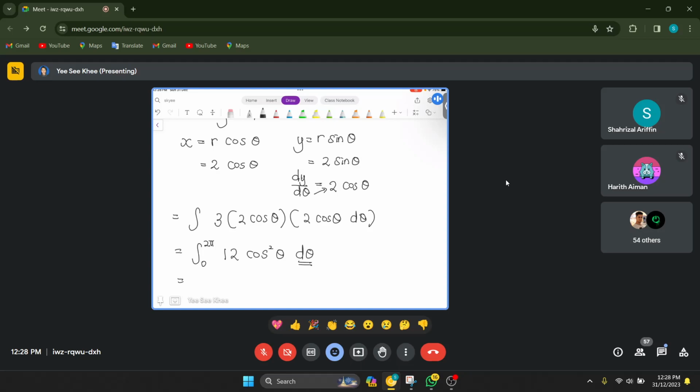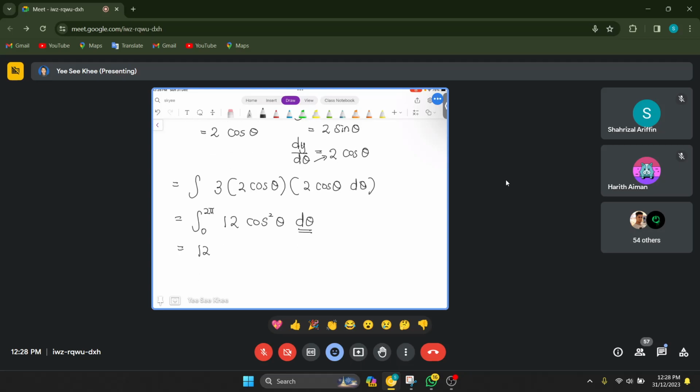Okay, you can get your answer equals to 12 pi. So this is the left hand side answer. We go to the right hand side.